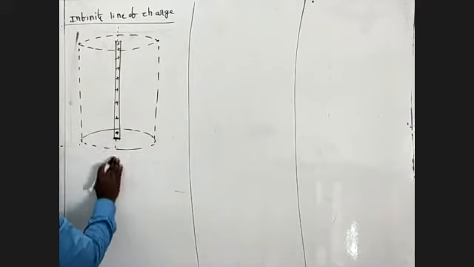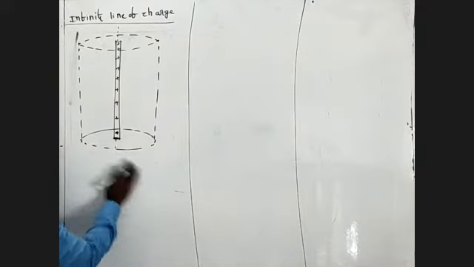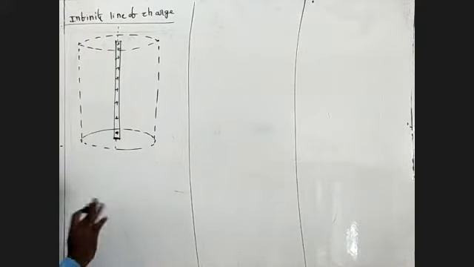This is the Gaussian surface. So the first point is completed: we have to construct a Gaussian surface, and I constructed the Gaussian surface. Next, we are going to the second point. What is the second point?